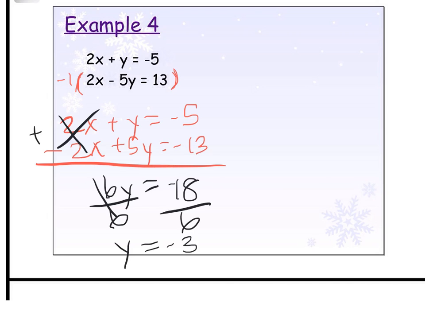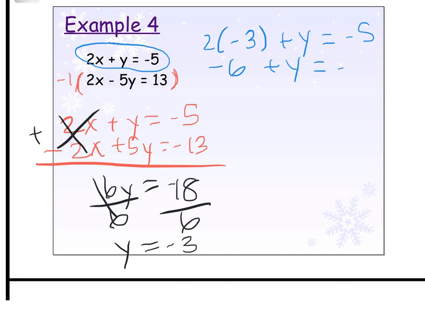Now I need to plug y back into an equation to solve for my x. So I'm going to use this top one. You could use the bottom one, you'll get the same answer. So 2 times negative 3 plus y is equal to negative 5. Negative 6 plus y is equal to negative 5. I need to add 6 to both sides. So y is equal to 1.